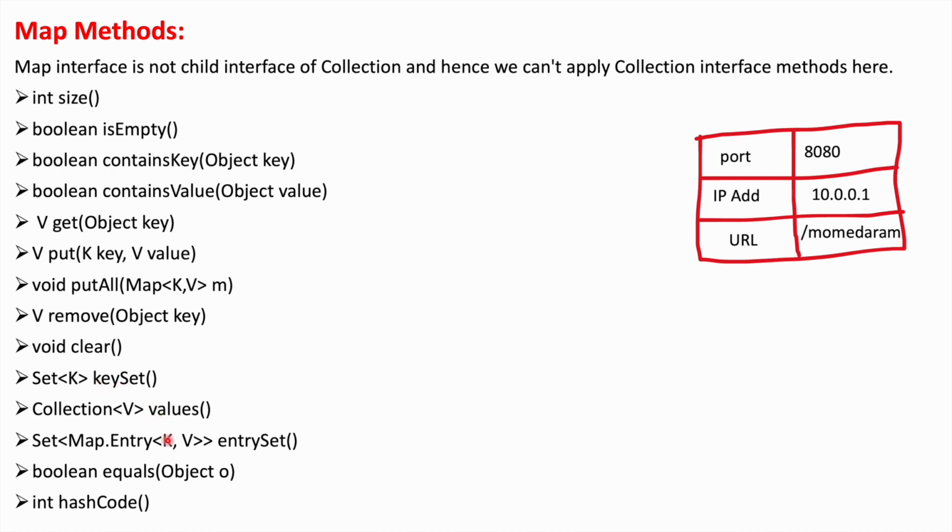Observe here keySet, values and entrySet. These three methods return collection objects. keySet returns Set, values returns Collection, and entrySet returns Set of Map.Entry. So these three methods we can call collection views of map. These are all the methods available for the map interface. As a Java developer, we commonly use all these methods day to day, so it is required to remember all these methods.